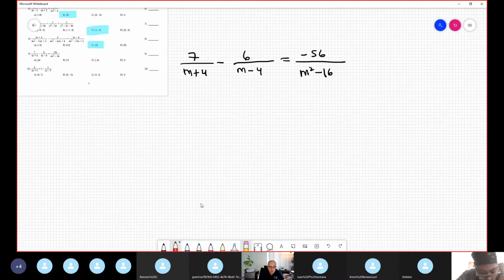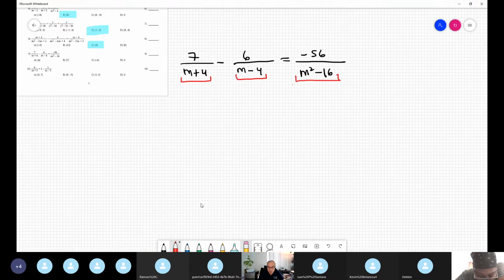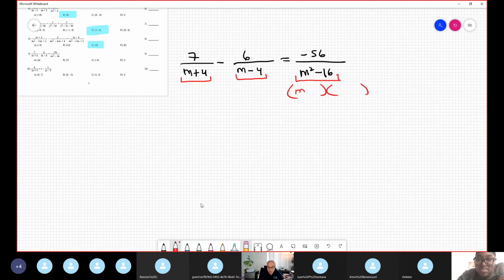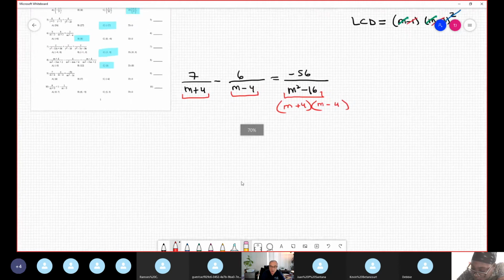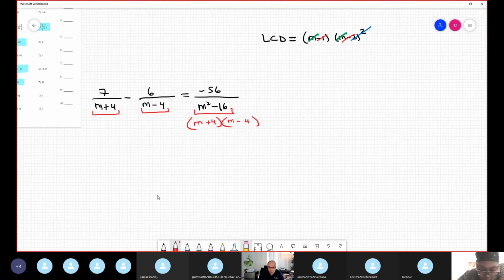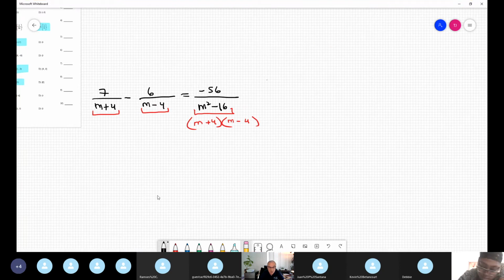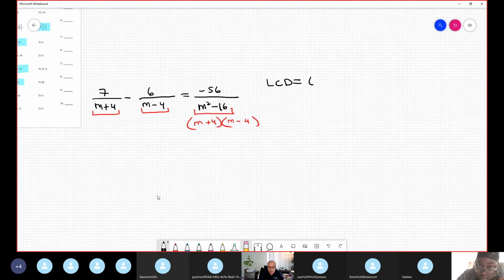Okay, again, factorization of the expressions in the denominators. This and this are prime. This is a difference of squares, so the factorization is m plus 4 and m minus 4. When you finish the factorization part, it is the crucial moment that we are ready to find the LCD. The LCD in this case is m plus 4 and m minus 4. Take one time. And the restrictions are m not 4 and m not negative 4.